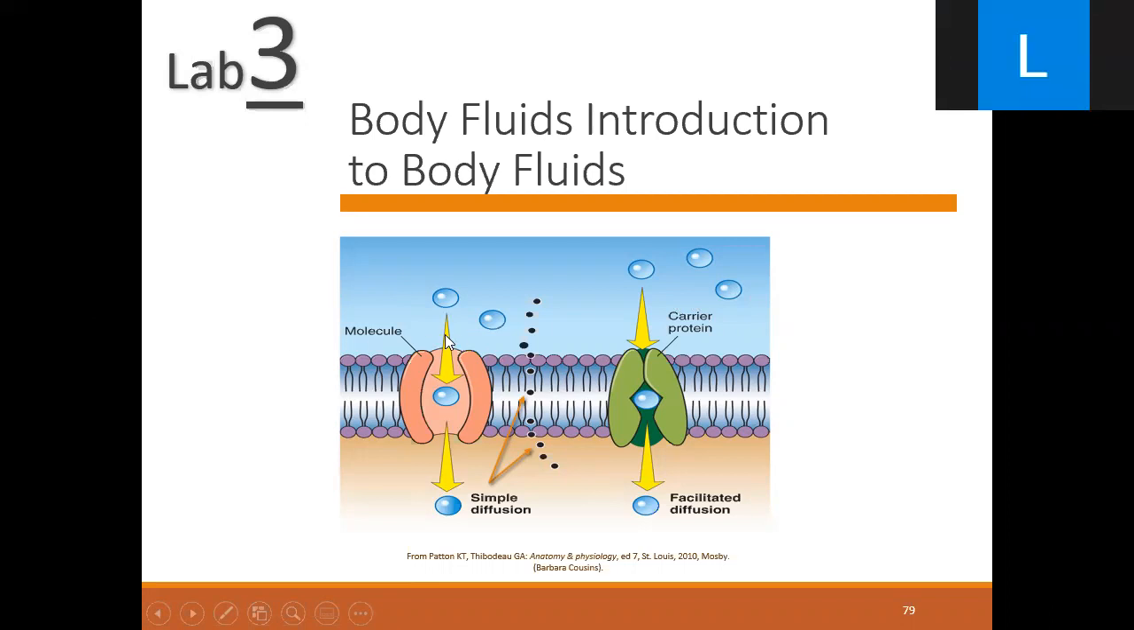Yes. Excellent. This is showing us the difference between the two types of diffusion that we're going to see. Simple versus facilitated. Simple means that it's going to simply go right through the cell membrane. Check it out. Whereas facilitated means it's going to need a helper. That's what facilitate means. It means it's going to help. And that helper is this little protein carrier or channel.